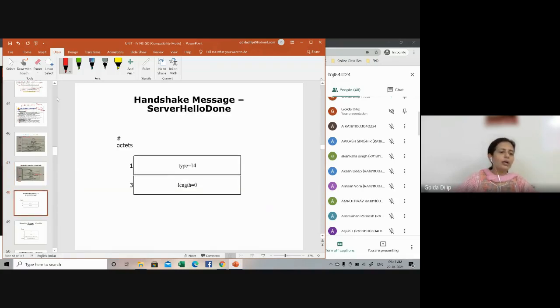Then server hello done. What does this indicate? Server hello done indicates that the server has finished sending its handshake messages. Okay, so that's what it means.